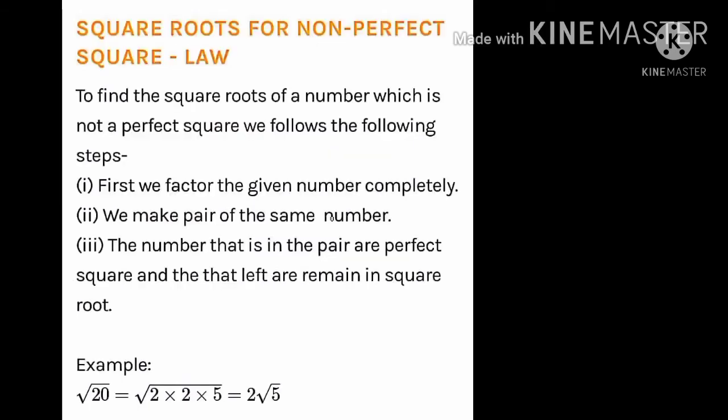Understood? Now to find the square root of a number which is not a perfect square, what do we do? First we find the factors of the given number completely. Then we make the pairs, and the numbers which are in pairs are perfect squares and the left over remain in the square root. For example, root over 20 is root over 2 into 2 into 5. So the square root of 20 is 2 root 5. Why? Because 5 does not exist in a pair, so it will stay under the square root, right?